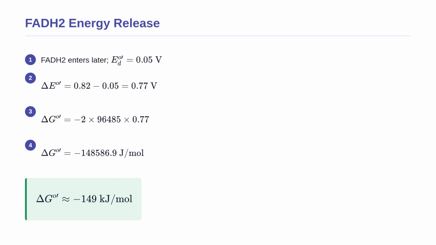Because FADH2 provides less energy than NADH, fewer protons are pumped, ultimately yielding only about 1.5 molecules of ATP per molecule of FADH2.